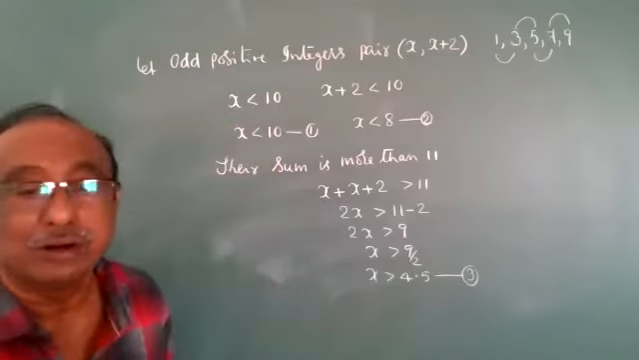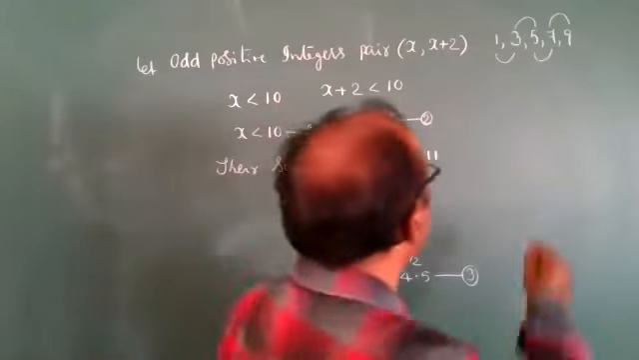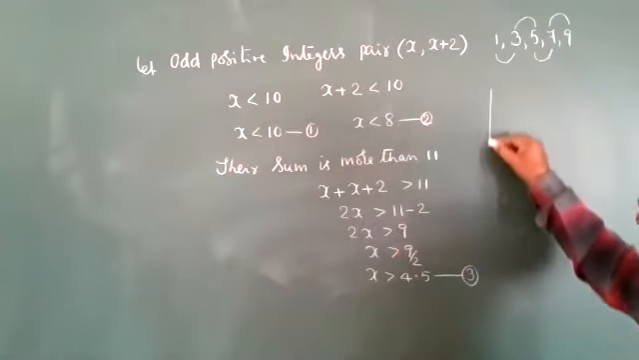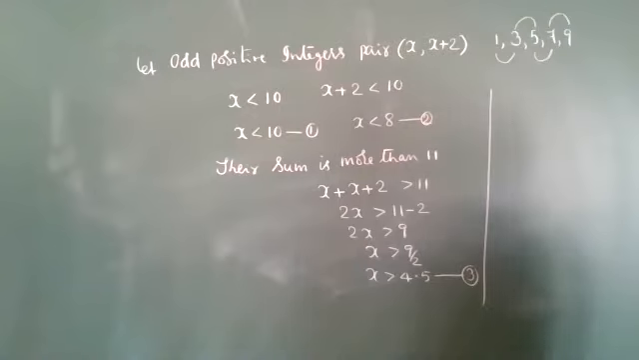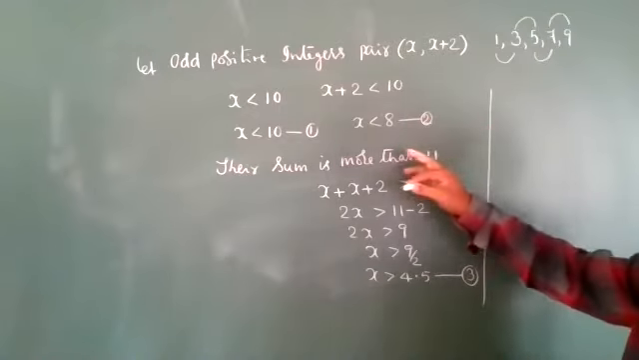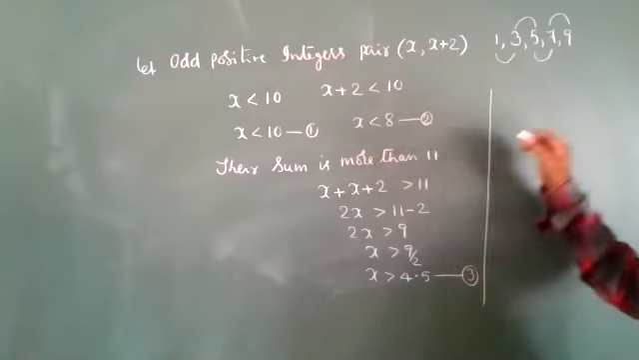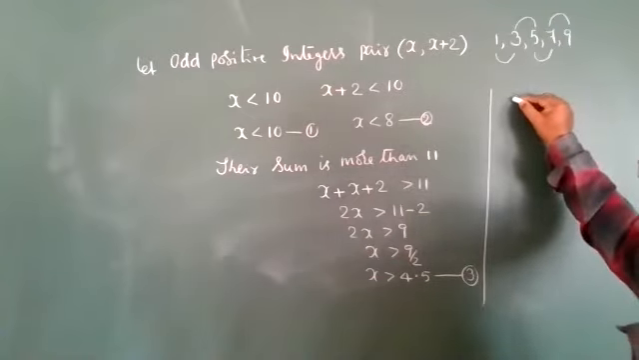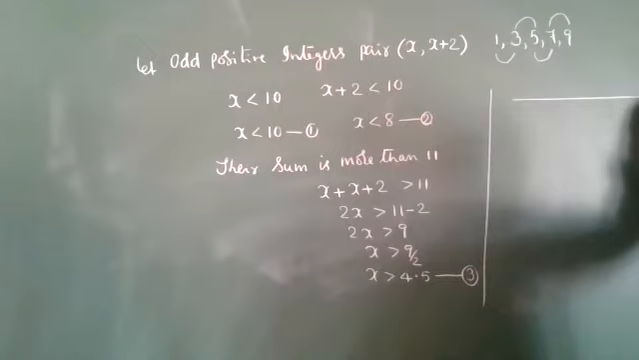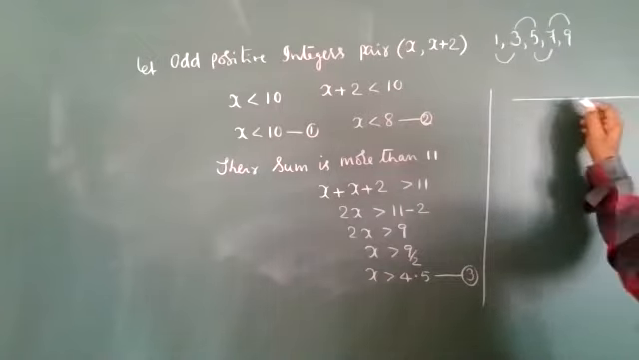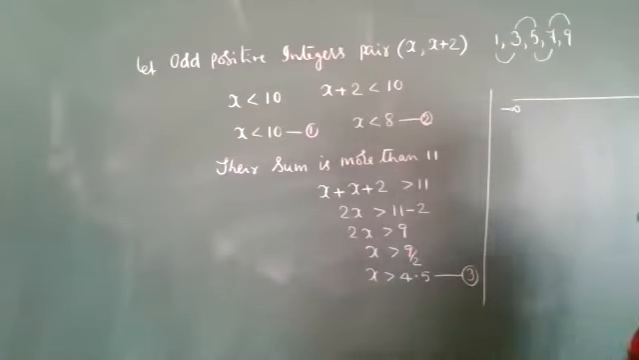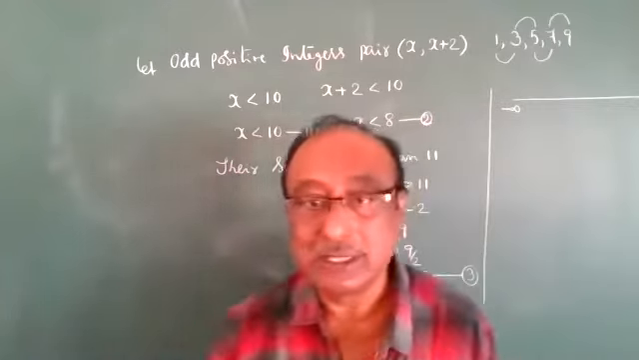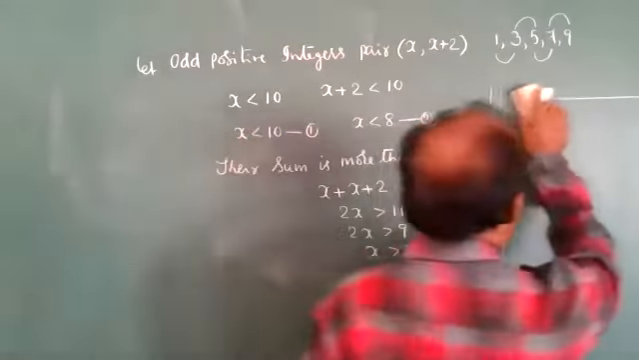Observe, very good. How are we getting the pair? That pair is important. Here three conditions are there. The first condition is less than 10. I will draw a line figure. 10, 9, 8, going on decreasing. Less than means decreasing.